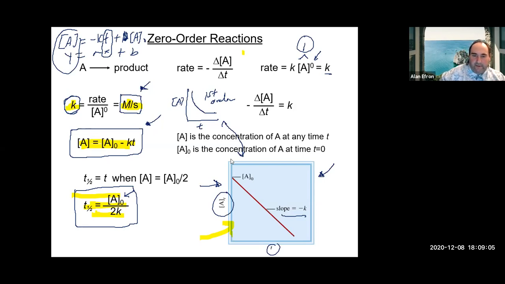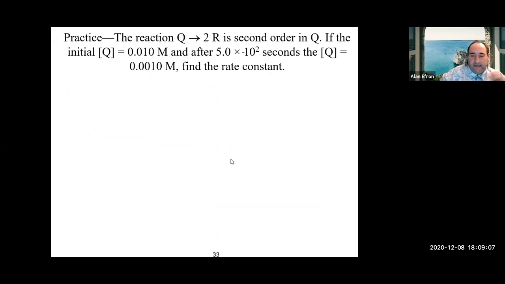All right, so why don't we try one here? This is second order. We have an initial concentration after 5 seconds. It is 0.001. What is the rate constant here? In this case, they probably would need to tell you that because there would be no way for you to figure it out.